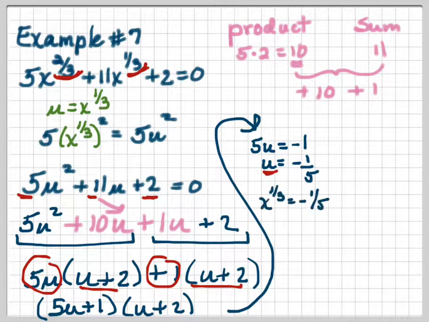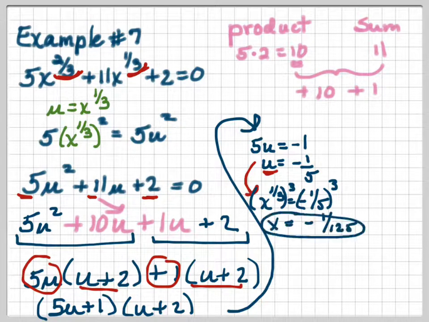equal to x to the 1/3. So substitute back in here. I have x to the 1/3 equals minus 1/5. I'm going to raise everything to the third power to get rid of that 1/3. So x is going to be equal to negative 1/5 cubed, which is negative 1 over 125.